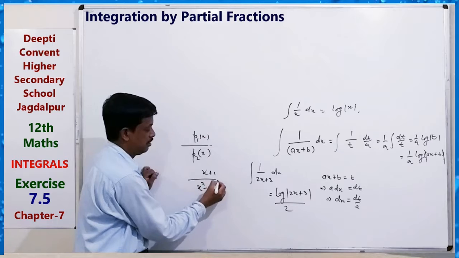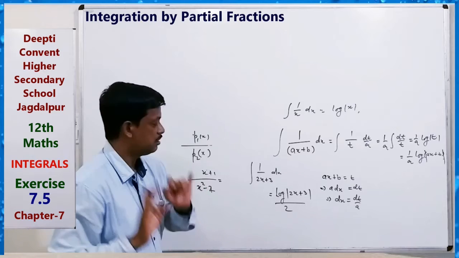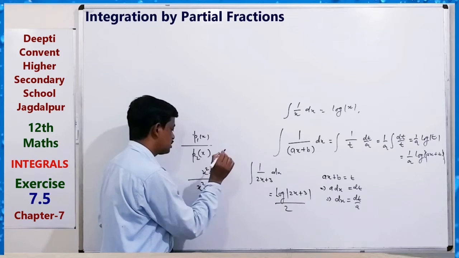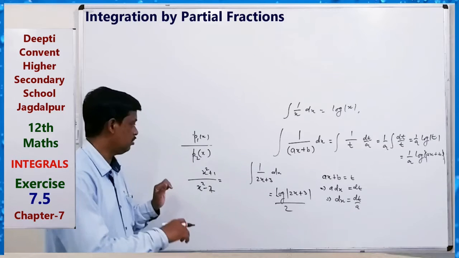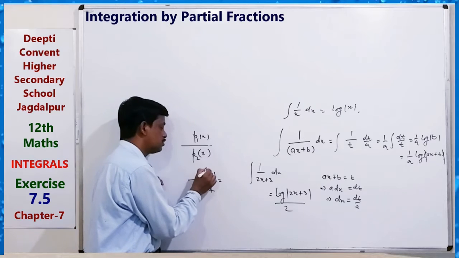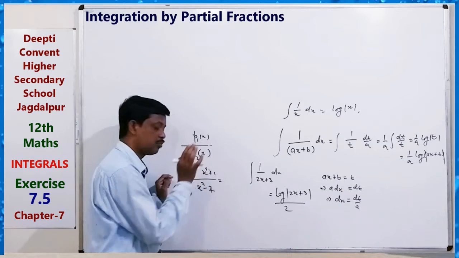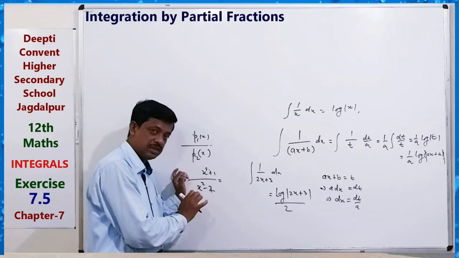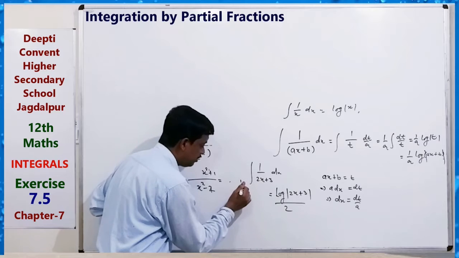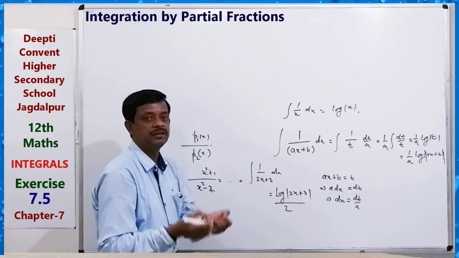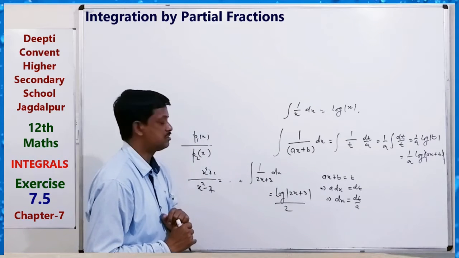And if the fraction is proper first of all, then we can express it in partial fractions. Suppose the same degree, x square plus 1 upon x square minus 2. This is degree 2 and this is also degree 2. With the same degree, or if the degree of the numerator is greater, this is not a proper fraction. For making a proper fraction, we have to divide the numerator by the denominator one time, and then the second part will be a proper fraction, and that can be expressed as a partial fraction.